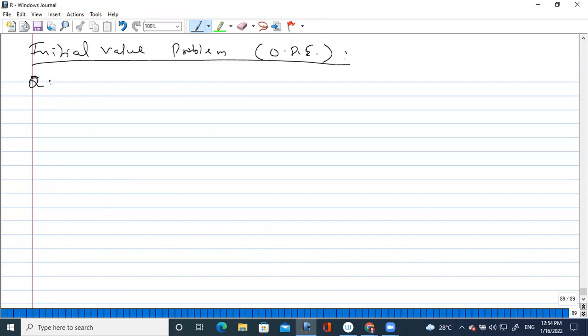Question is solve, just a simpler one I am taking so that you can understand the method. dy by dt plus ay is equal to e to the power minus bt. So this is a non-homogeneous equation. Okay. So here the initial condition is, one second.